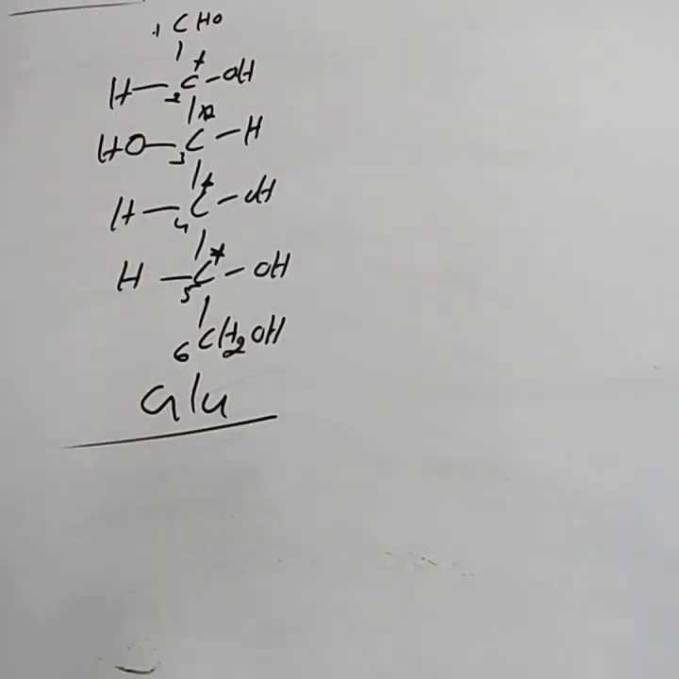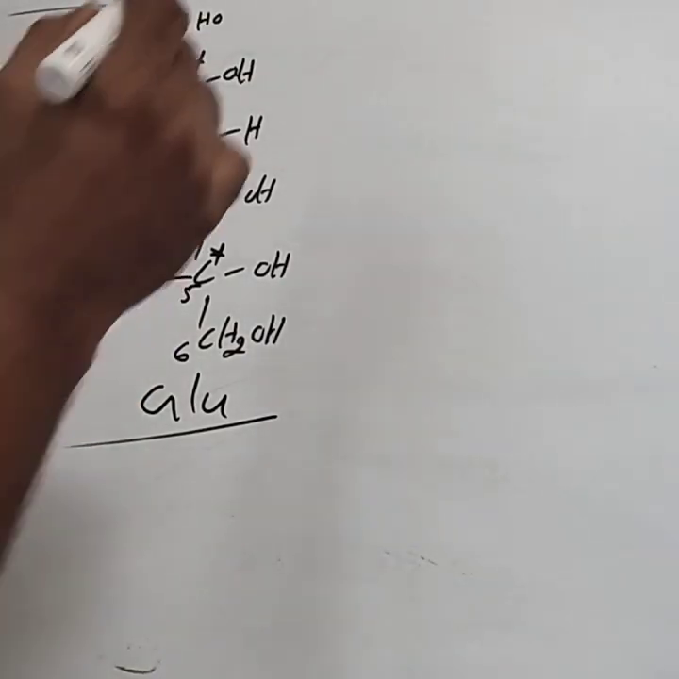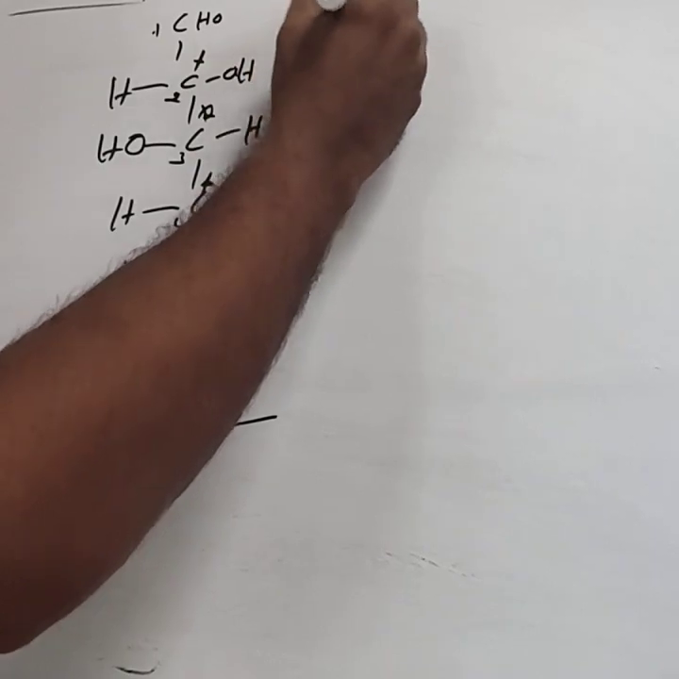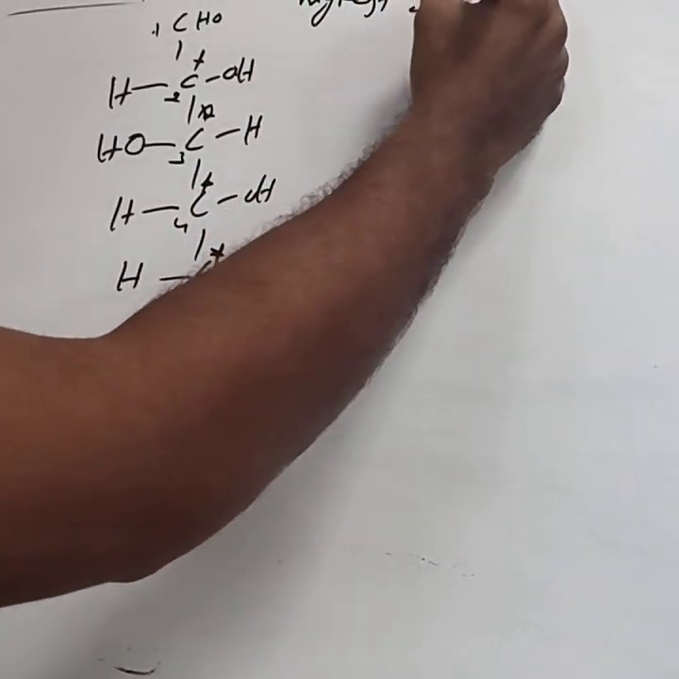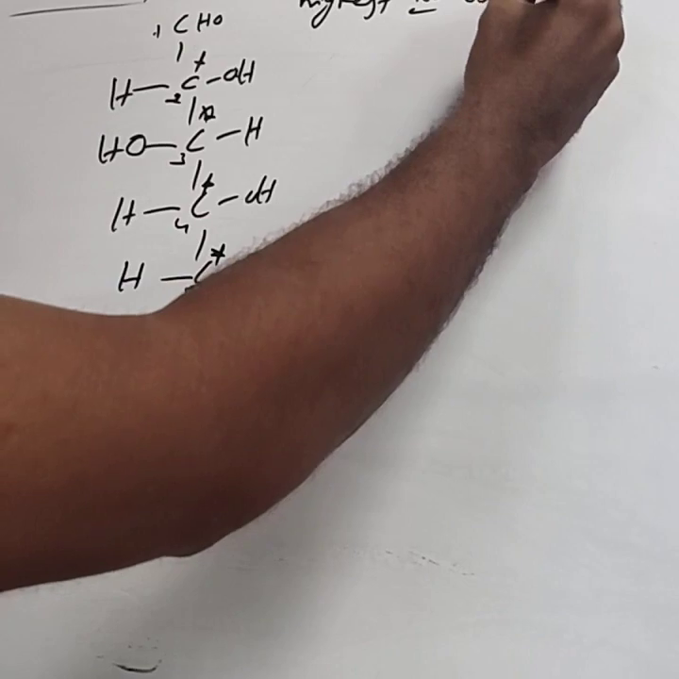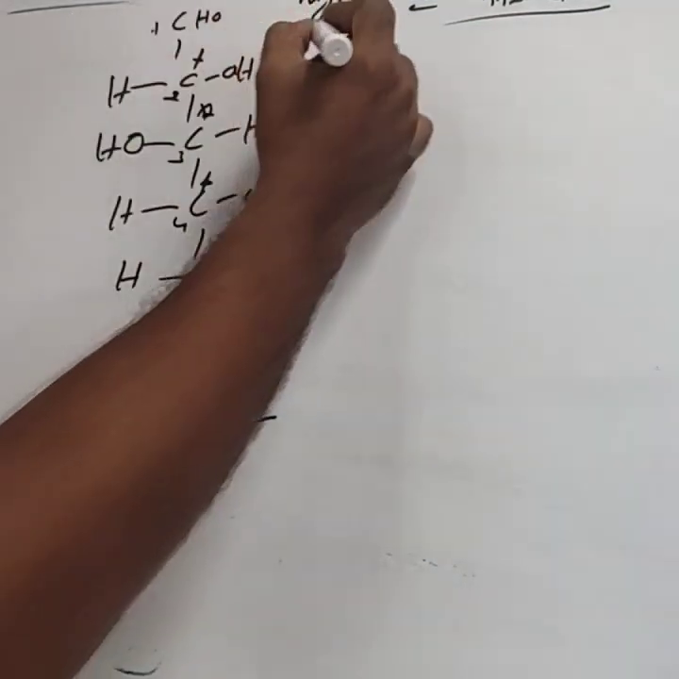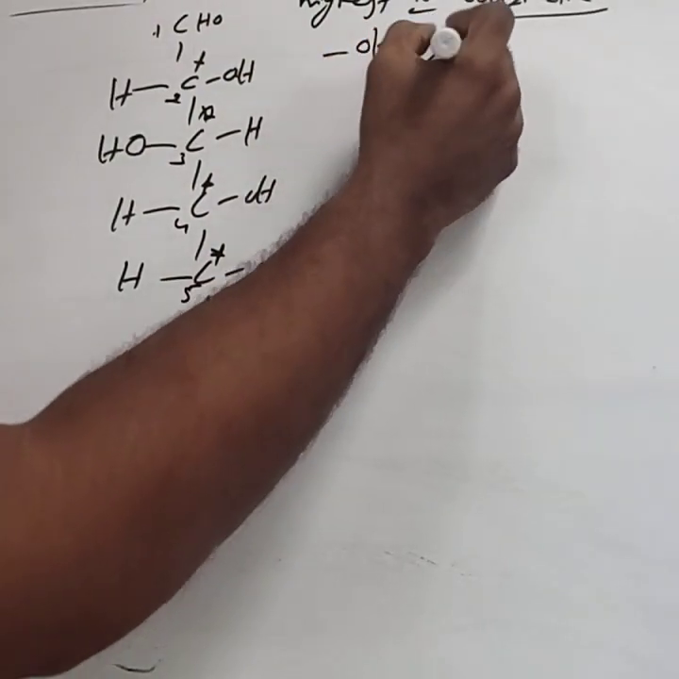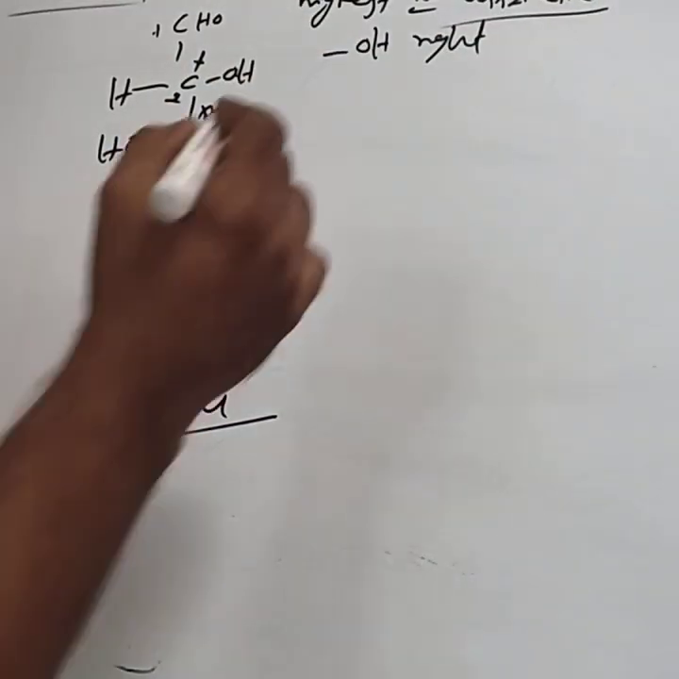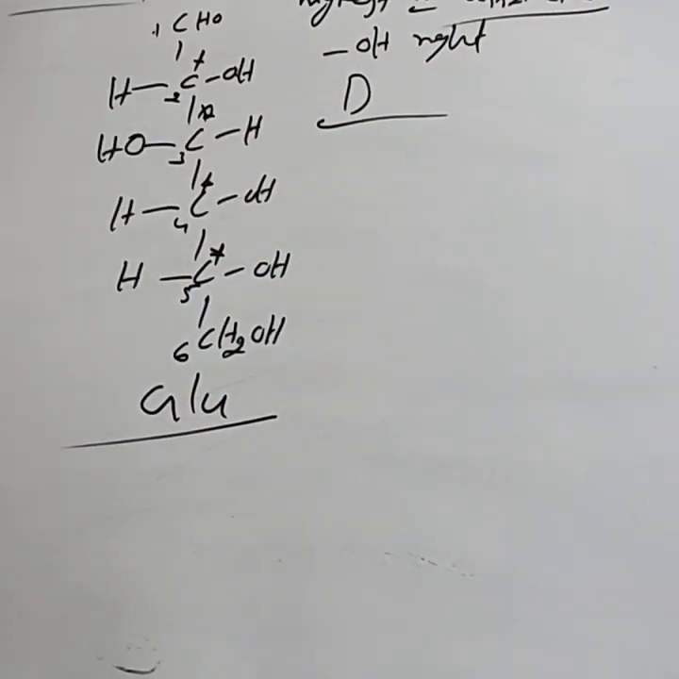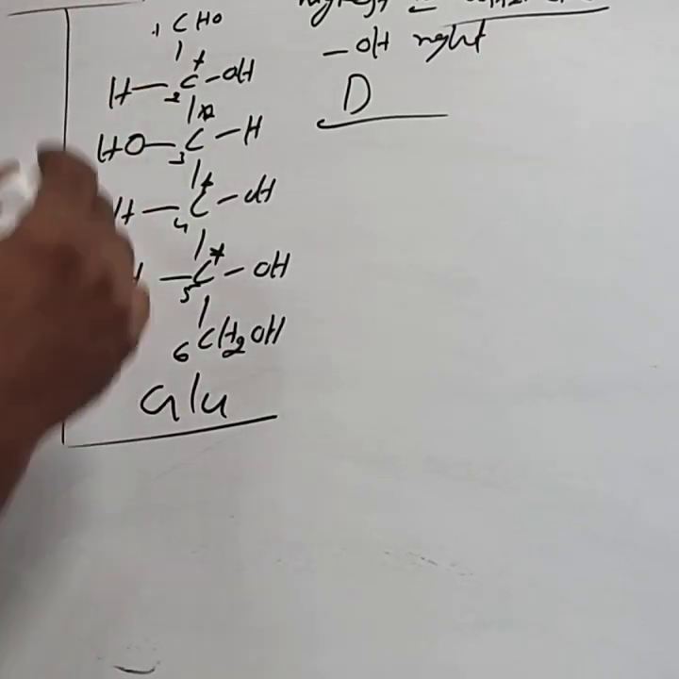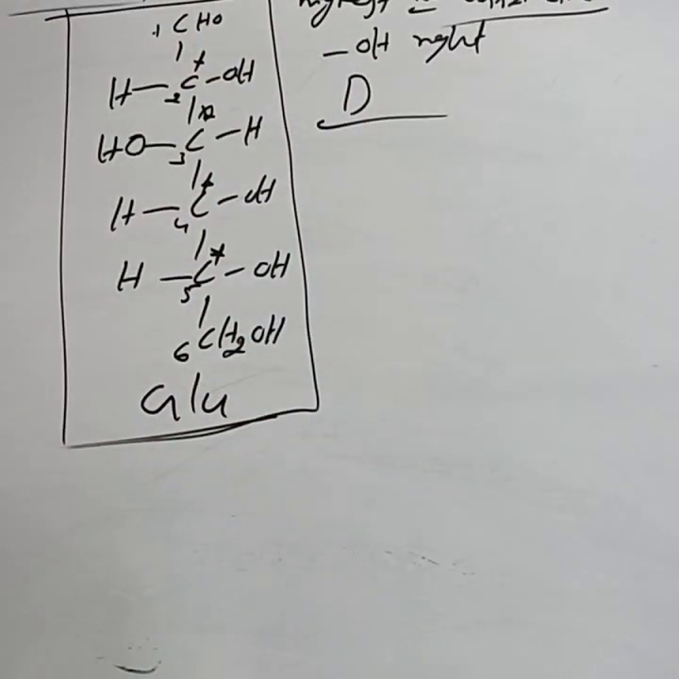To represent the DL notation, you take the highest asymmetric carbon, the one with the highest number. On the highest asymmetric carbon atom, if OH is on the right side, then it is called D notation. If OH is on the left hand side, then it is called L notation. You observe the glucose, whether it is D or L notation.